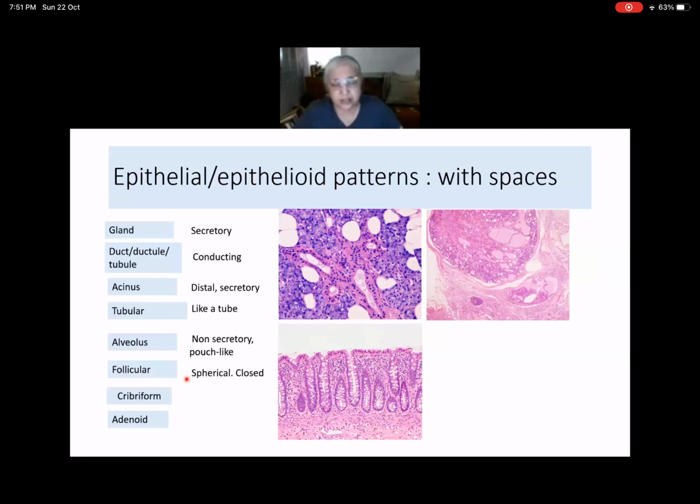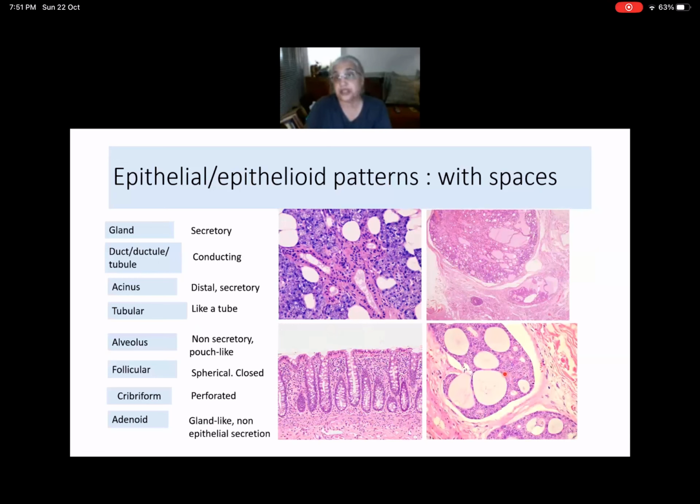The lymphoid follicle is solid. The one in the ovary has got fluid in it. The one in the thyroid has got thyroglobulin and thyroid hormones. It's got colloid in it, as you see over here. Okay, so that's a thyroid follicle that you are seeing. Cribriform, everybody should know. Okay, it's perforated like this.